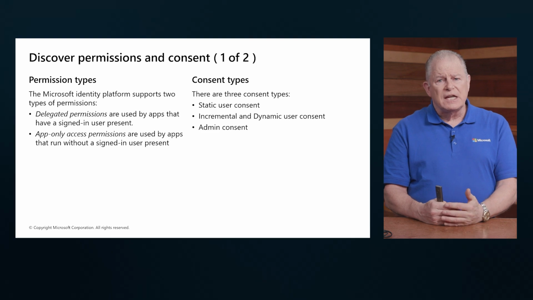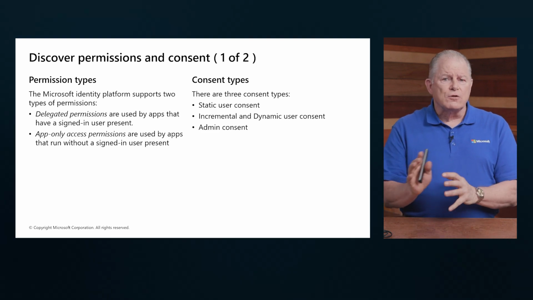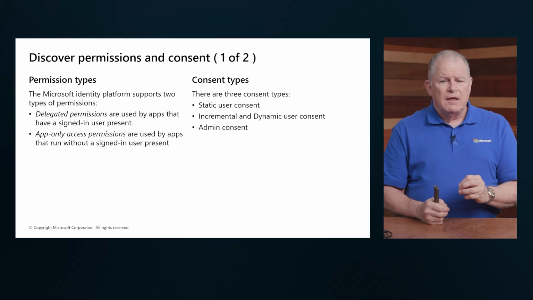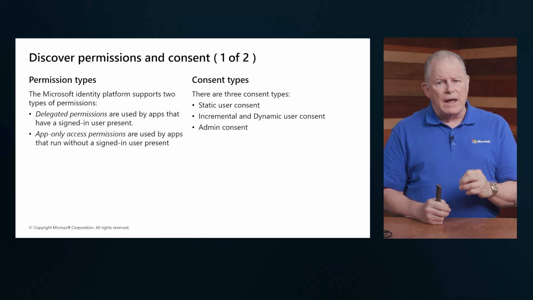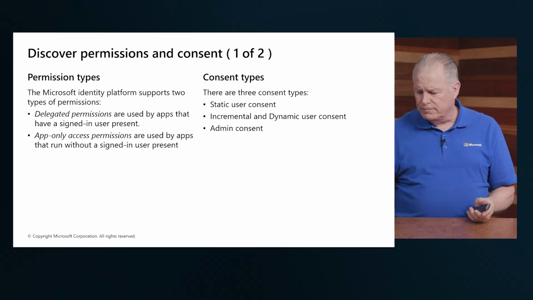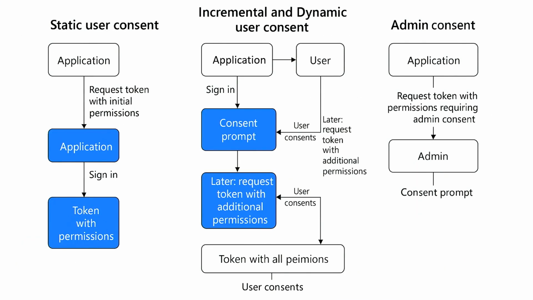Now, when you get into the consent types, this gets into those flows that I was showing you, and there are three specific ones. There's a static user consent, there's an incremental and dynamic user consent, and then there's admin consent. And I've built a chart that hopefully will describe some of this for you. So what they're talking about here, on the far left-hand side, is a static user consent.